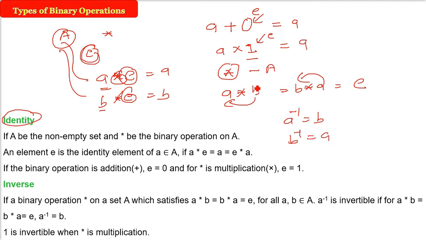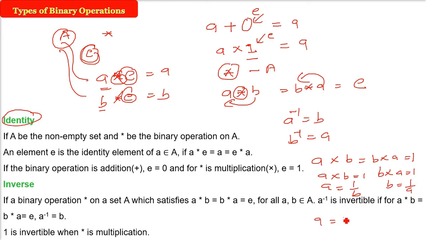How does it happen? I am saying that when we take multiplication, that is A into B, A multiplication B, or B multiplication A is equal to E. And for multiplication, what is the identity? It is 1. So A into B, you can write it as 1. So A will be equal to 1 by B, and also B into A equals 1, B is equal to 1 by A. So A will be B inverse, B will be A inverse, vice versa. Okay.